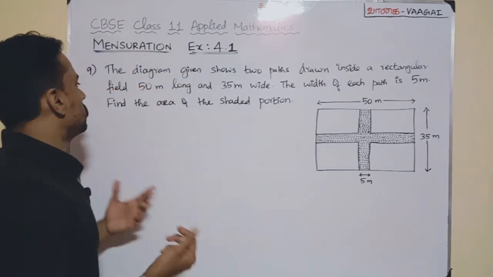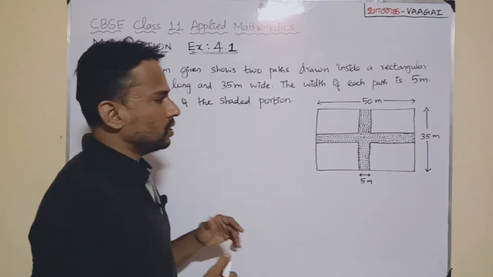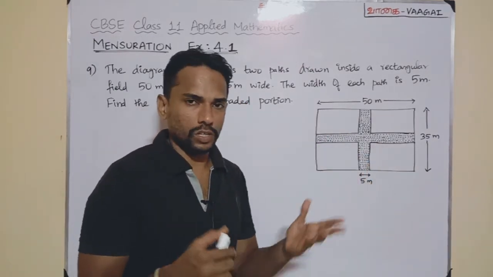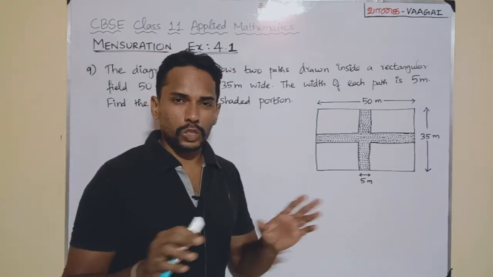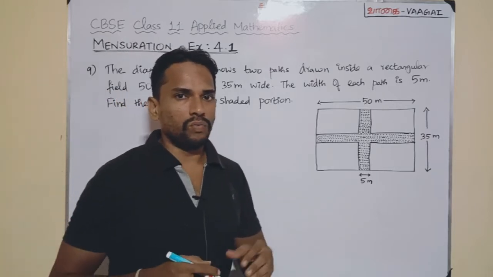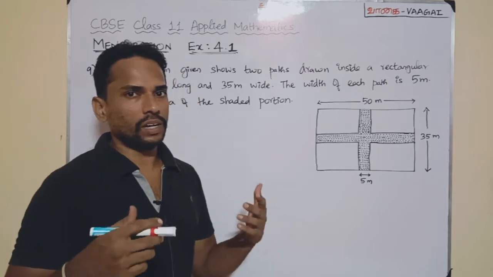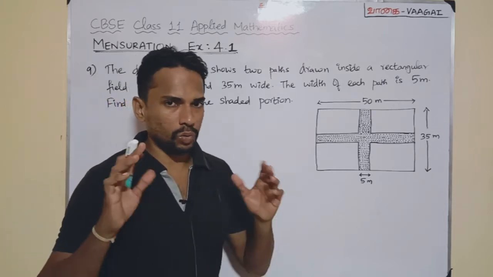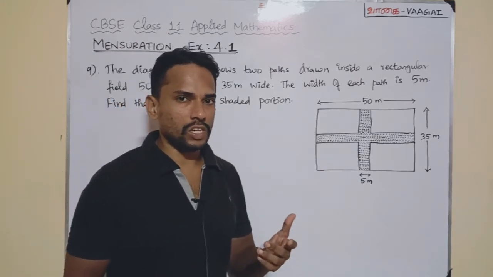Now what is the question? Find the area of the shaded portion. That is, we need to find the area of the pathway. That's all. This is the question. It's very simple. Now let us not complicate this problem. The only thing we need to know is finding the area of a rectangle. We know that clearly, right? How do you find it? Length into breadth. That's the only thing we need to know here to solve this problem. Apart from that, we can very easily solve this problem.